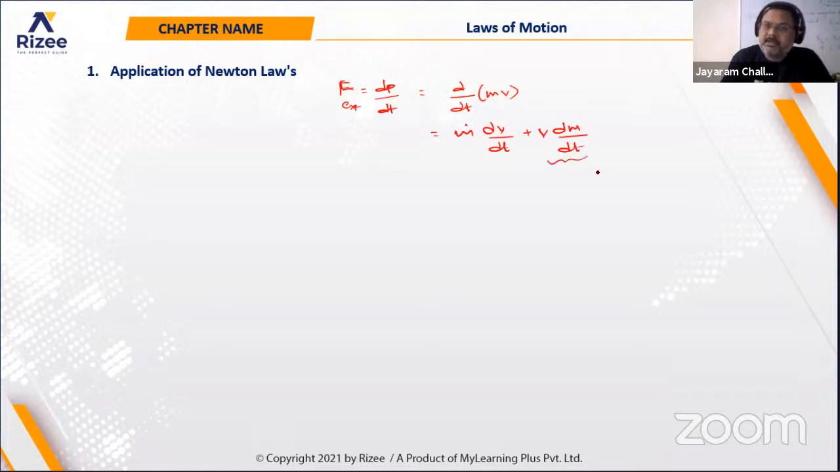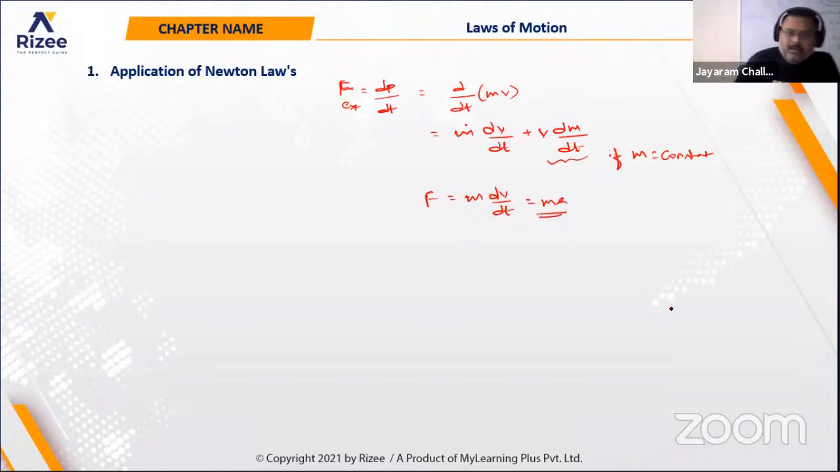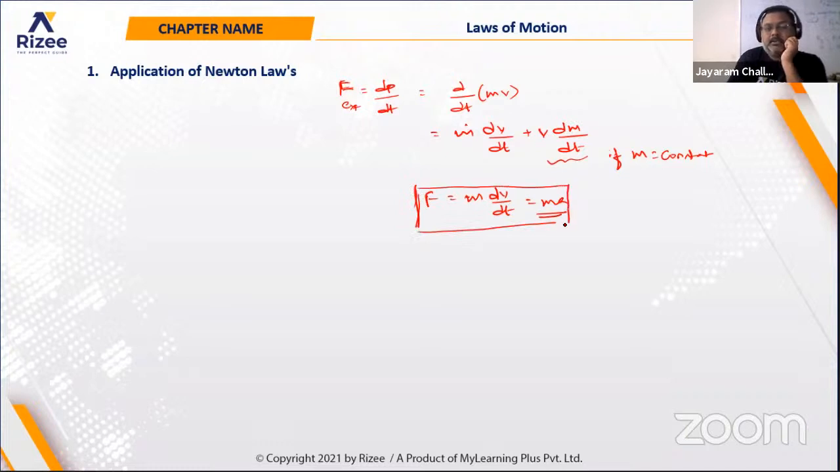So for a given situation, if m is constant, then the second term will become 0. Then the force can be written as m times the rate of change of velocity, that is F equals ma. There are a lot of applications concerned with this, one of the basic principles of force, and concerned with the third law: for every force, there will be an equal and opposite force.